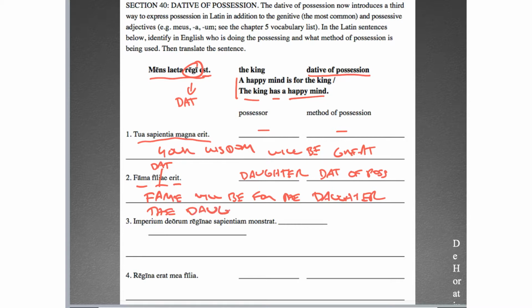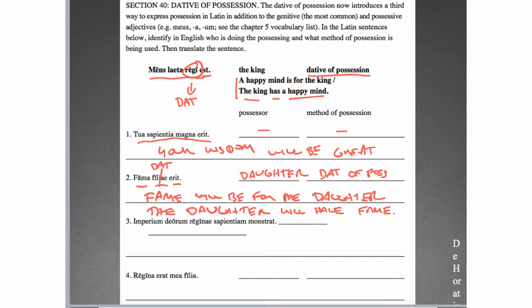And again, remember that there's two different ways of translating the dative of possession. First being the more literal, the second being the more colloquial. And then if we look at number three, imperium deorum reginae sapientiam monstrat. So the power of the gods shows wisdom to the queen, or shows the wisdom of the queen.